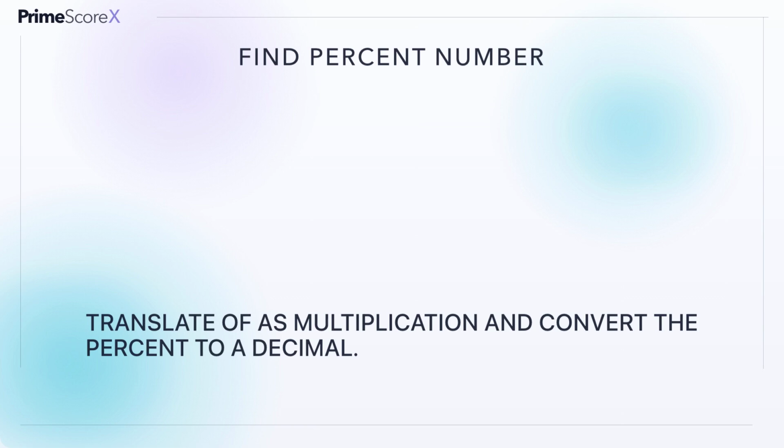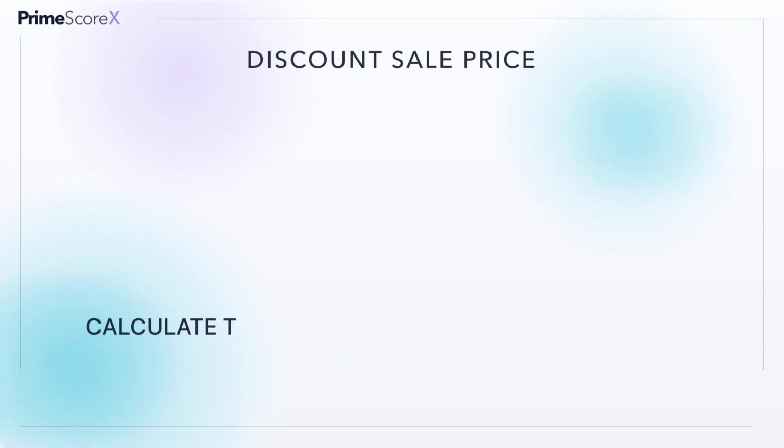The result is 24. Estimate first. 30% is less than 1/3, and 1/3 of 80 is a little under 27, so 24 is reasonable. This translation, percent as a decimal, of as multiplication, works for discounts, tax, tips, and many data questions.